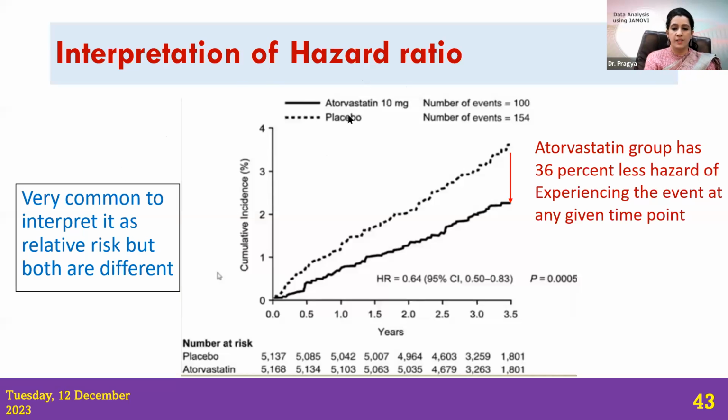So here you can see in this graph, there's an x-axis and there's a y-axis. The x-axis is the years, like 1.5 years, 1 year. It is a study where they have seen whether the risk of death is less in the atorvastatin group or the placebo group. You can see this dotted line is of the placebo group, and this solid line is the atorvastatin.